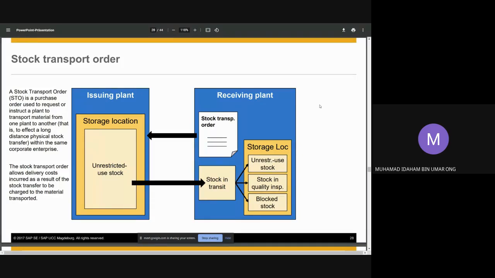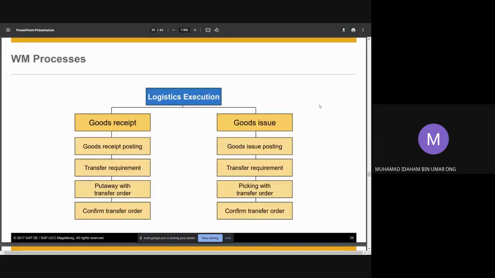In material management, you have purchase order. For sales, you have sales order. So basically, in similar fashion in warehouse management, you have stock transport order. Another document that is confirming that there is going to be movement of items in your warehouse, whether it is moving out, moving in, or moving around. So those 3 different situations.